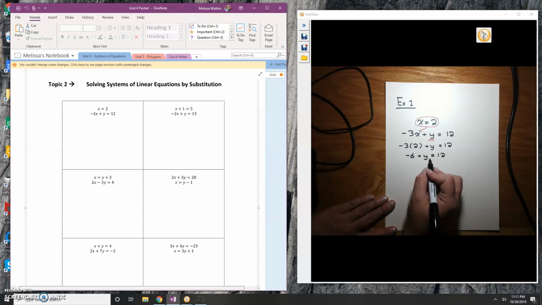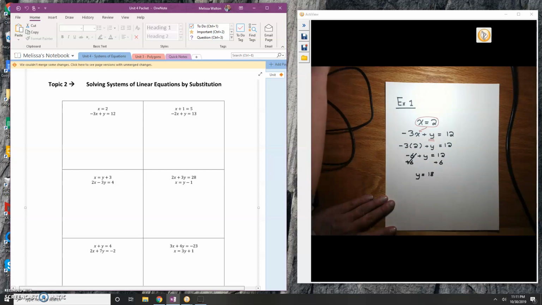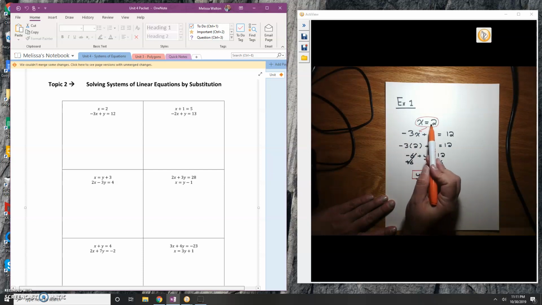And one final step to get y by itself: I have negative 6 plus y equals 12. So if we go ahead and add 6 to both sides, we are left with the value y is equal to 18. So our solution here is x equals 2 and y is equal to 18.